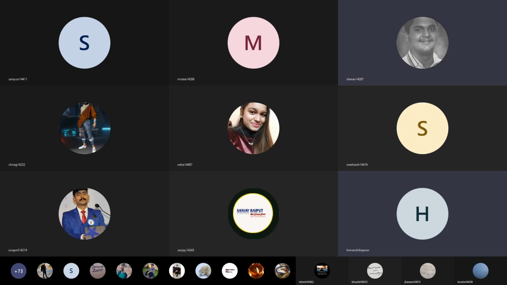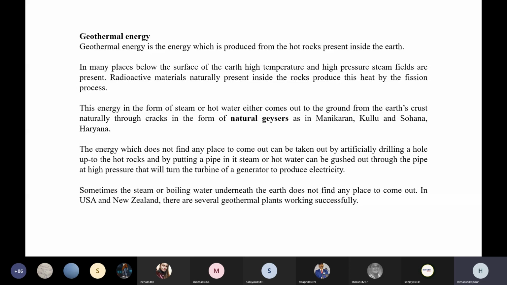So what do you understand by the term geothermal? It is the natural heat within the earth. It arises from the ancient heat which was already there within the earth's core, and also from friction where continental plates slide over one another. Not only this friction, but radioactive decay also contributes to the heat which is present inside the earth.